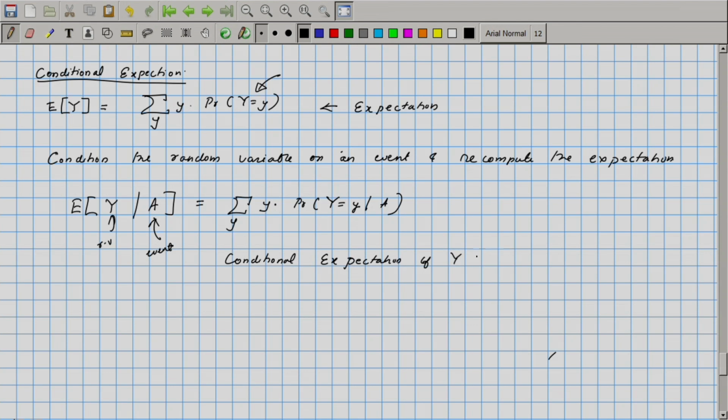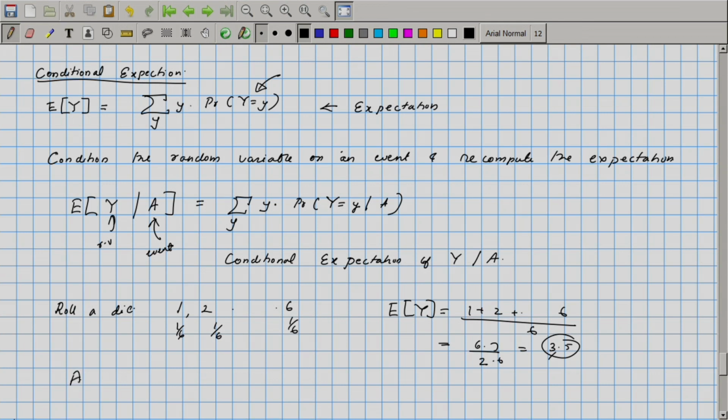Of y given A. So, let us look at an example. If you roll a die, okay, the values that can come are 1, 2, 3 up to 6, all with probability 1 by 6. Let us look at the outcome, we will call it y. So, y is the outcome and y can take all these values 1 to 6 with equal probability. The expectation of y would be 1 plus 2 plus up to 6 by 6, that is 6 into 7 by 2 into 6, that is 3.5. This is the expectation of the random variable.